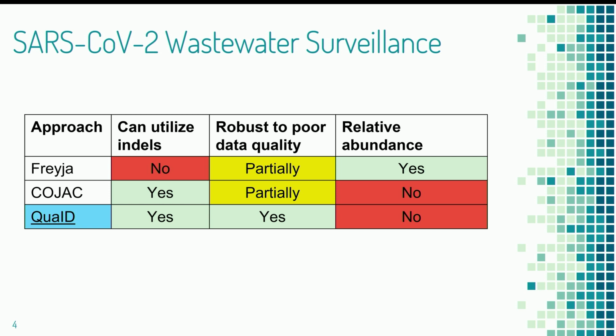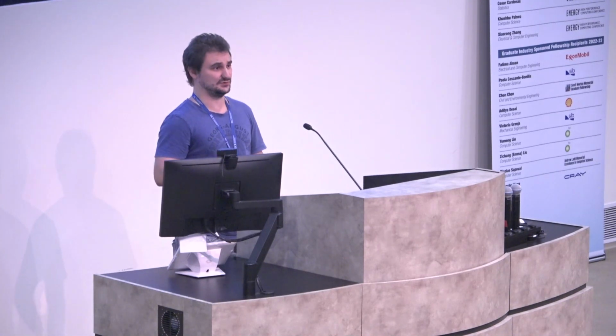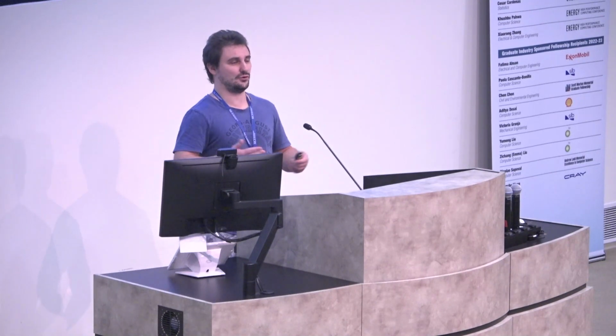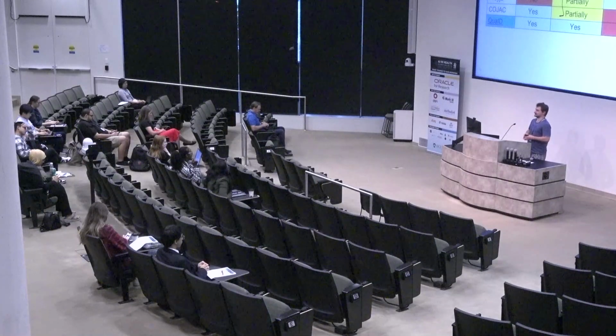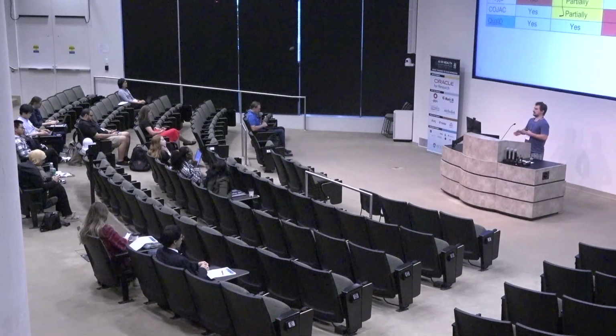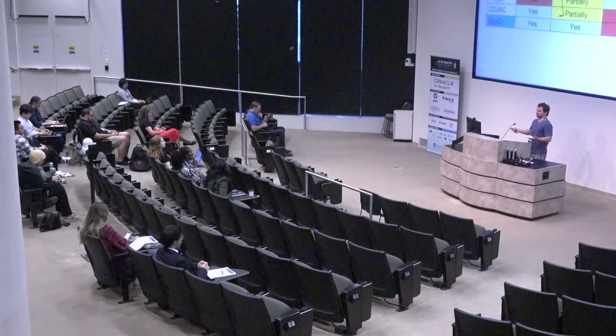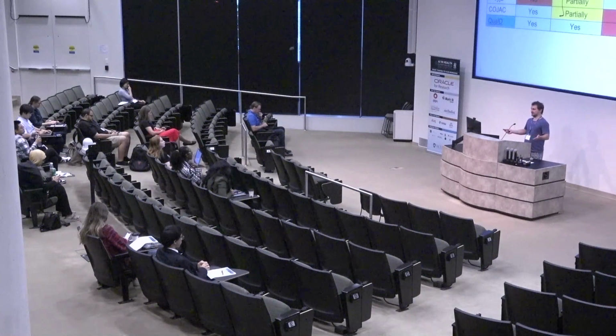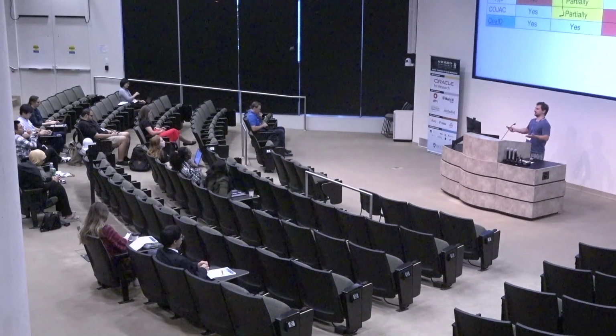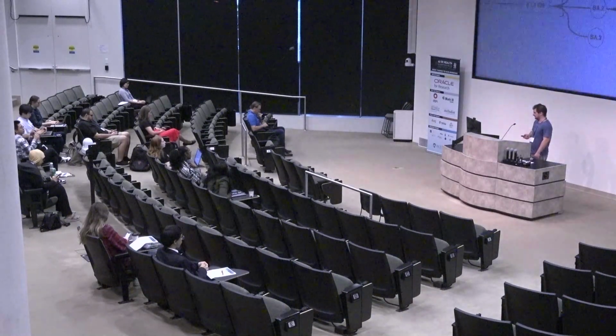Our perspective with introducing QuaID, our tool, was to design a tool that is as robust as possible to the poor data quality that is common in wastewater, and can leverage all of the mutational signatures, so not just SNPs, but indels, which are present in SARS-CoV-2 and are pretty defining for certain lineages. However, in doing so, we do not provide relative abundance estimates. So basically, all tools have trade-offs, and a broad recommendation, if you're doing wastewater surveillance, is that you probably want to use some combination of different tools.